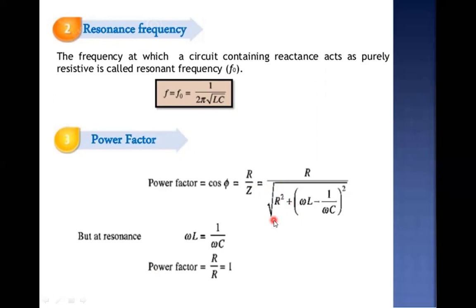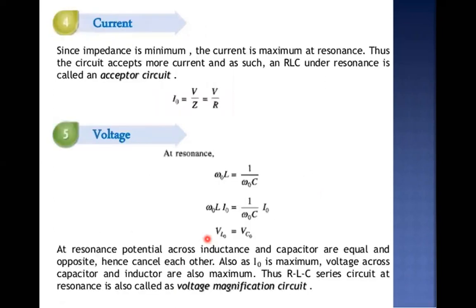But at resonance, ωL − 1/(ωC) is equal to 0, or ωL is equal to 1/(ωC). So the power factor is equal to 1 in the case of an RLC circuit. Since the impedance is minimum, obviously the current is maximum. Thus the circuit accepts more current, and as such an RLC circuit under resonance is called an acceptor circuit. So I0, the maximum current, is equal to V by Z or V by R.